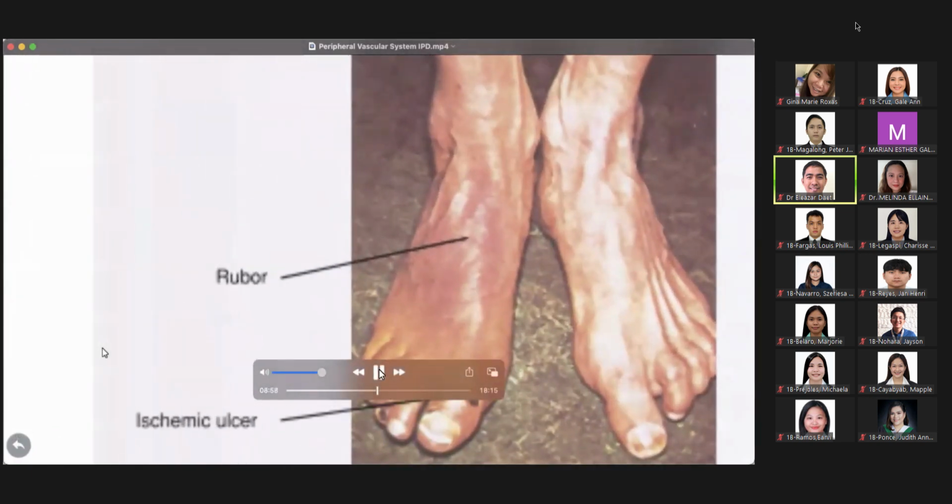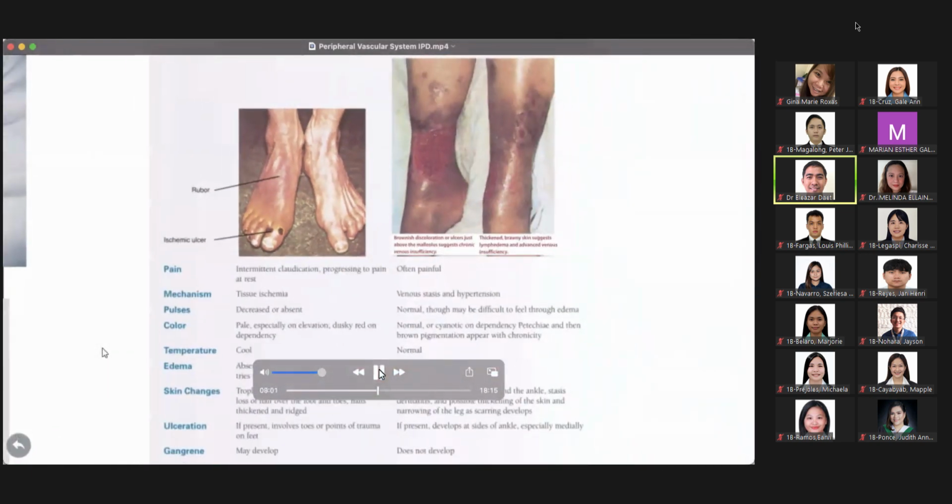Okay, you can compare patients with chronic arterial insufficiency. They can have atrophic changes, which means thin, shiny, atrophic skin with loss of hair over the foot and toes. The nails are thickened and ridged. If there is an ulceration, it involves the toes or points of trauma on the feet. Usually the color is pale or dusky red on dependency.